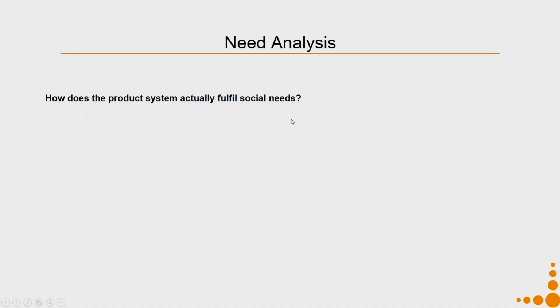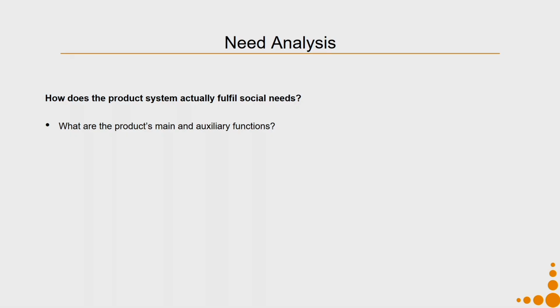So the need analysis, it asks the first question: how does the product system actually fulfill social needs? By social needs, what we mean over here is needs of people, the needs of the consumers. So the question starts: what are the product's main and auxiliary functions? Say for example, if I take a water bottle, its main function is to drink water. The water bottle might be made in a manner that it is easy to carry in your bag. So in that case, its main function is that it's a bottle from which you can drink water and you can carry it in your bag.